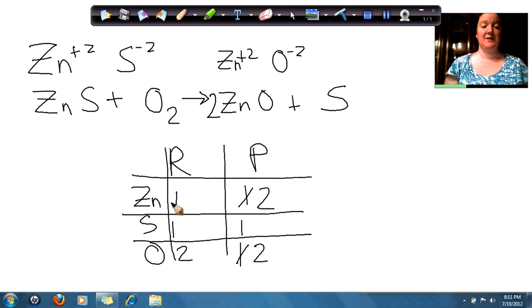So that means we need to go back to this side and put a 2 in front of that. So now our zincs are balanced, but now the sulfur becomes unbalanced, and we have 2 here. So that means we need to put a 2 in front of the sulfur. So now we have 2 zinc sulfide plus oxygen makes 2 zinc oxide and 2 sulfur. And that equation is now balanced.